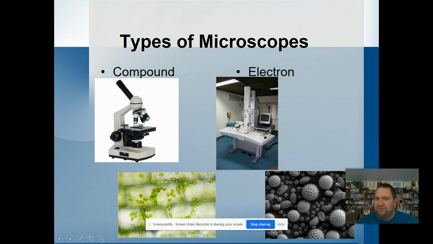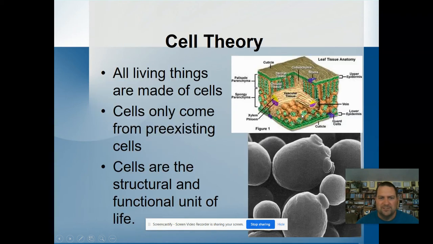Cost $50,000. A good compound light microscope costs probably about $500. So obviously in class, we'd be using the compound much more because it's practical for us.